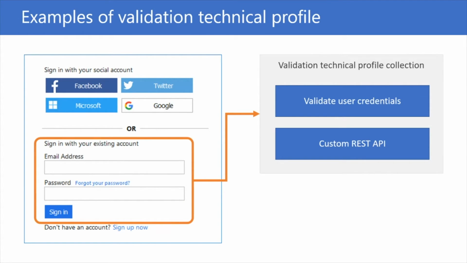Let's see this kind of illustrated. Think about this when I'm doing a sign in inside of a sign up or sign in display. You'll see, as the user enters their email address and clicks on password, the first thing that'll happen is the validation technical profile will validate those credentials, and then it may execute yet another validation technical profile, which would be a call to a custom REST API.